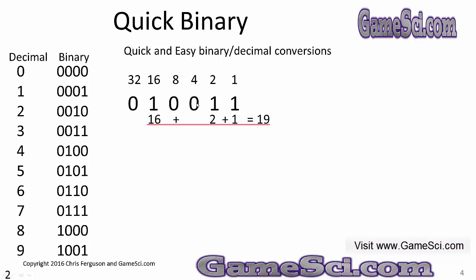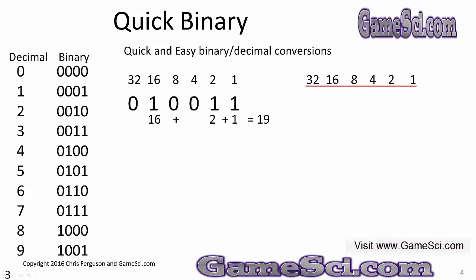There's zeros under 8 and 4, so they have no effect. There's a 1 under the 2, so I'll add a 2. There's a 1 under the 1's place, so I'll add a 1. Add them all together, 16, 2, and 1. And this binary value, 010011, converts to decimal 19. Easy peasy. There's nothing hard about it.